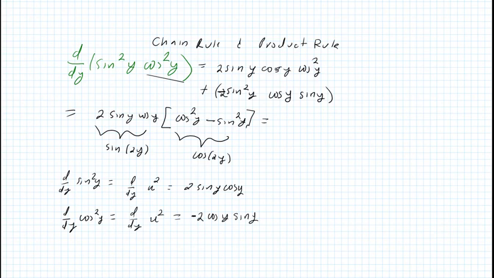Using those trigonometric identities, the final answer is going to be sine 2y multiplied by cos 2y. And that will be our final answer. We notice we use the chain rule and the product rule. Those were the main things we used to find this derivative.